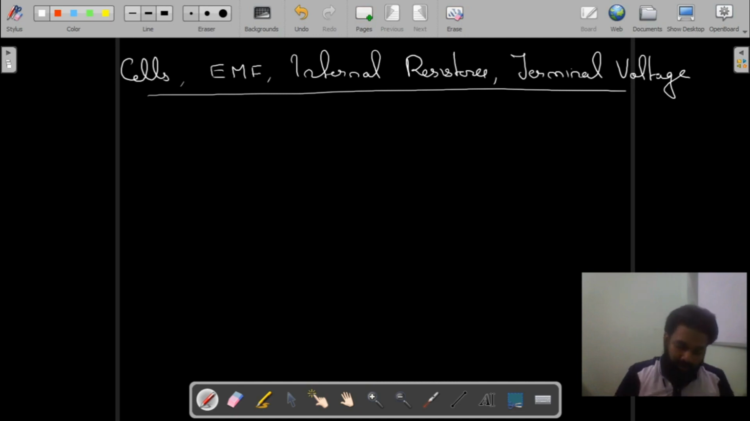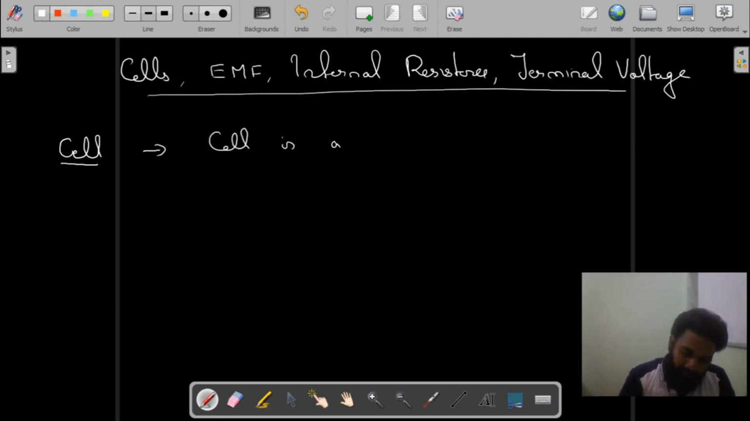So we will start with the cells. We should have a proper understanding of what a cell is. Once we understand the cell, then further things will be discussed. Regarding cell, it is nothing but a source of energy.